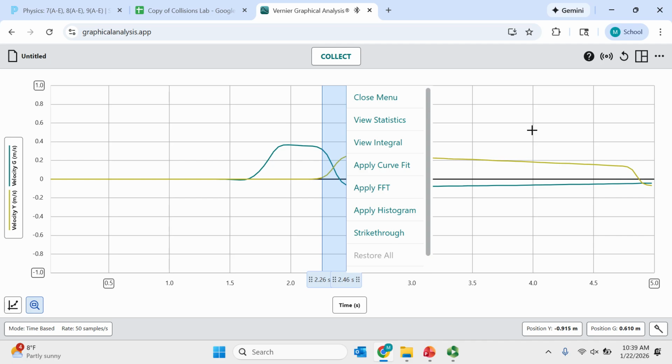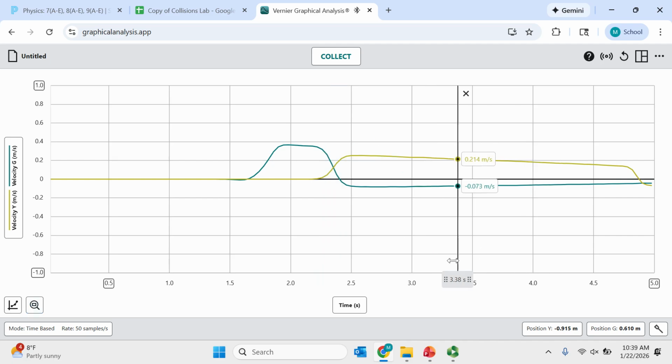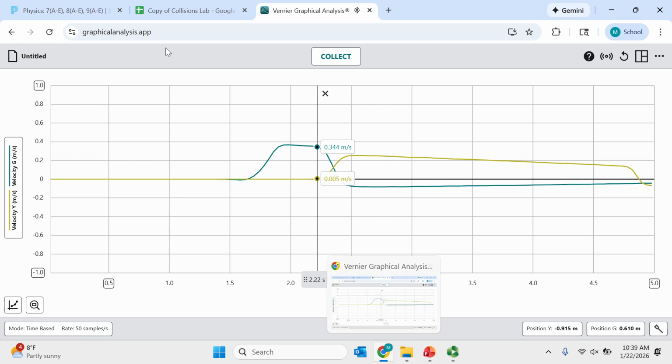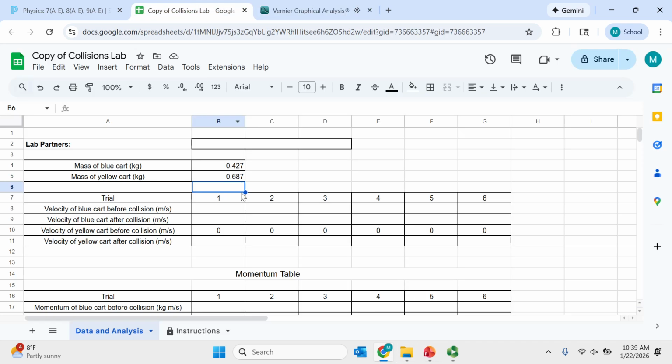So if I want to find the velocity of the carts before the collision, I'm going to go way back here to where the yellow cart isn't moving. So I'm going to pick maybe that point right there. 0.344 is the velocity of the blue cart. So the velocity of the blue cart before the collision, 0.344.